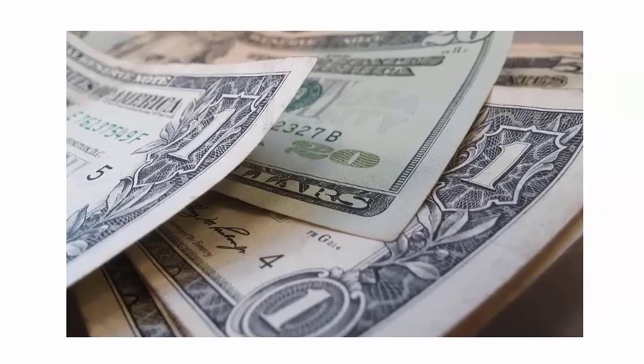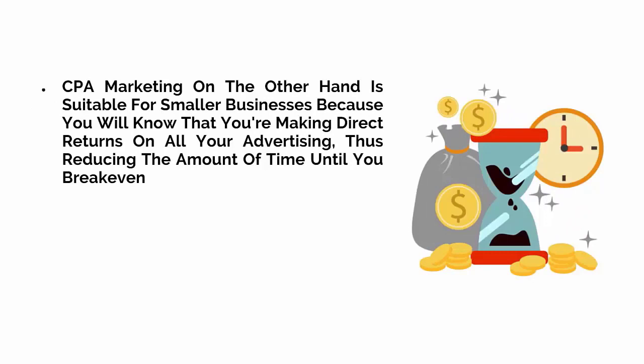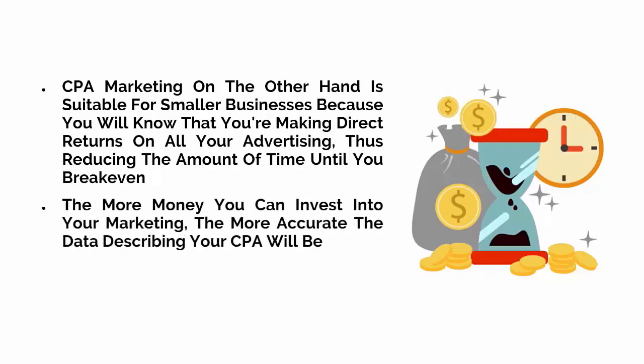It's worth noting, though, that in order to make a brand a household name through conventional advertising, you would have to sink a huge amount of money into your campaign, and this is generally more of an investment than most small businesses can afford. CPA marketing, on the other hand, is suitable for smaller businesses because you'll know that you're making returns on all your advertising, thus reducing the amount of time until you break even. That said, the more money you can invest into your marketing, the more accurate the data describing your CPA will be. Remember, this is based on averages.